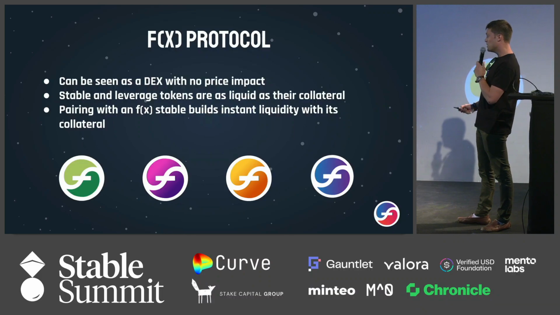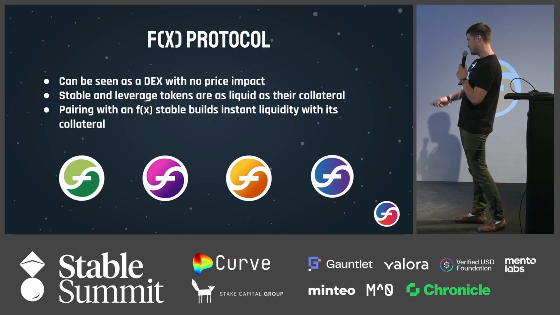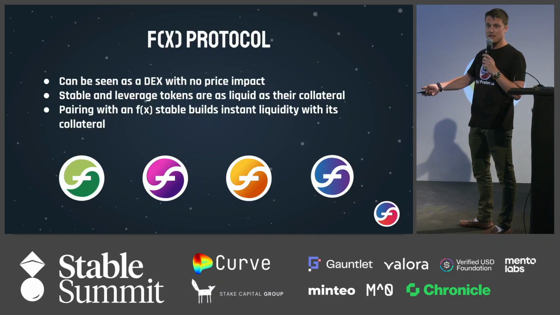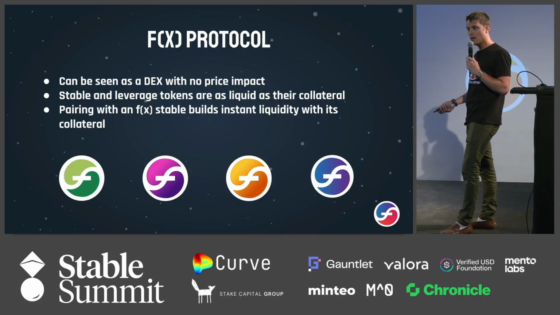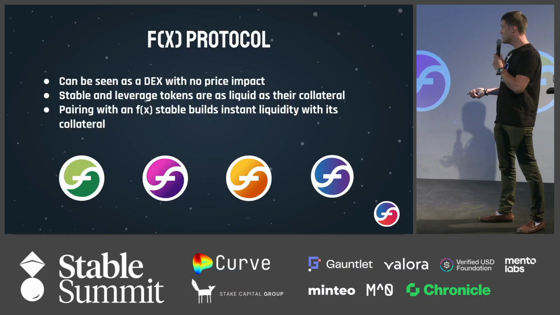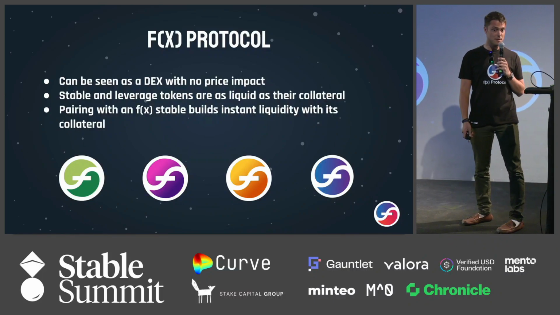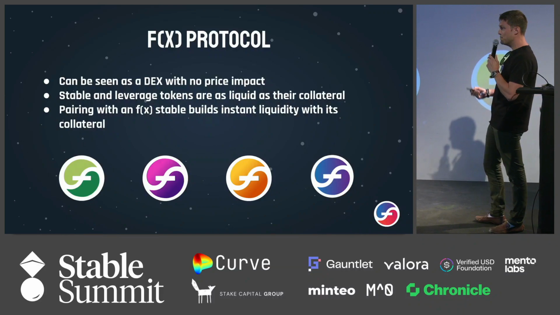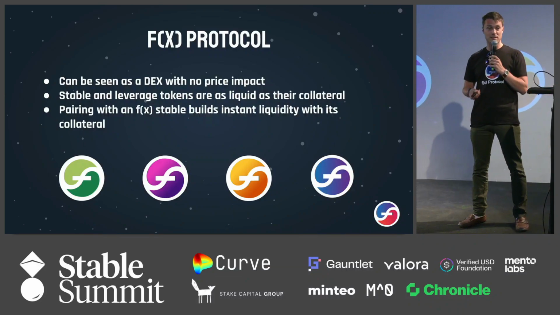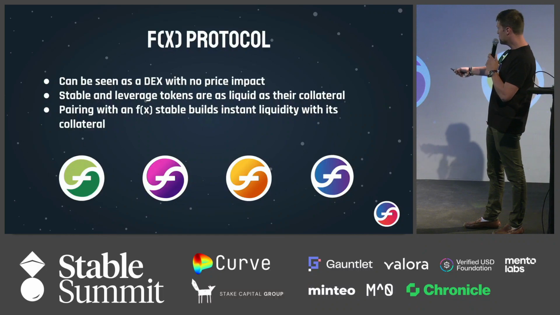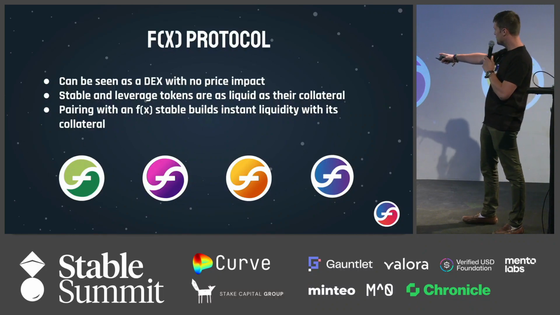But there's not only FXUSD. So if you understand that FXUSD is as liquid as Lido-staked ETH, if you pair any stablecoin with FXUSD, you're also building liquidity with Lido-staked ETH at the same time. So that means you're not only building liquidity with a perfectly stable stablecoin, strengthening your own peg, but also building liquidity with its collateral.